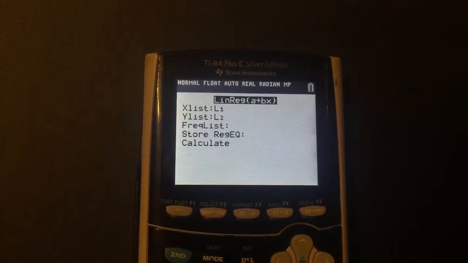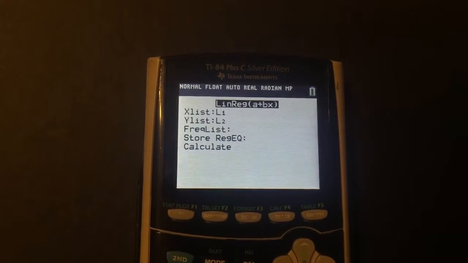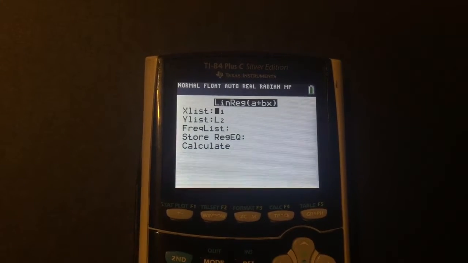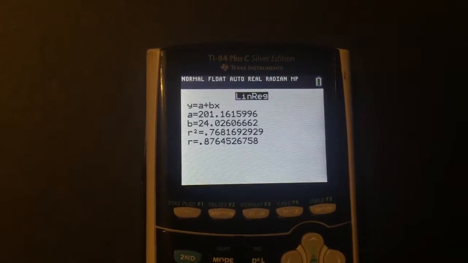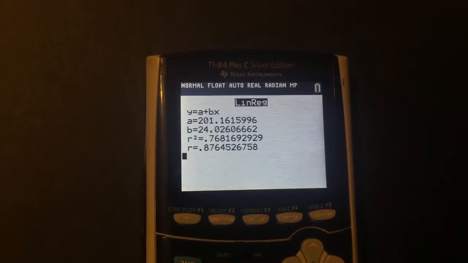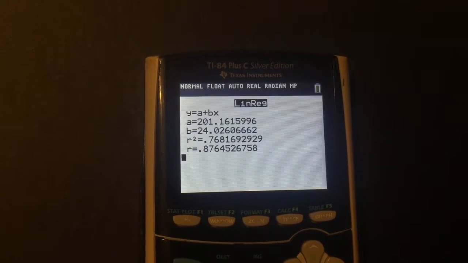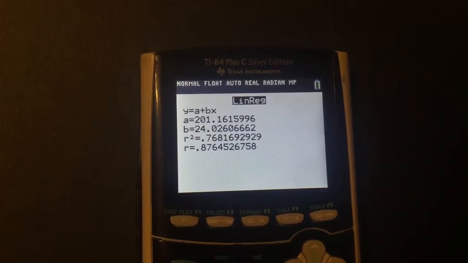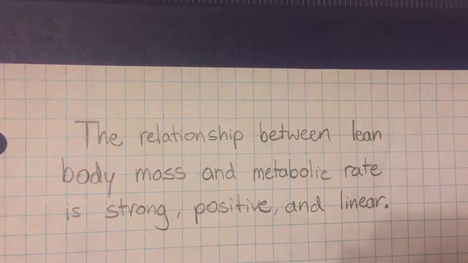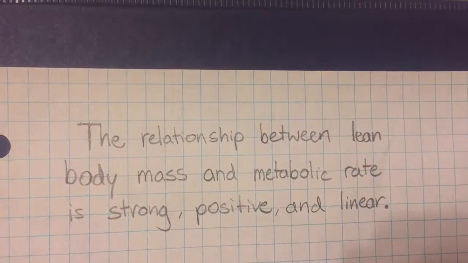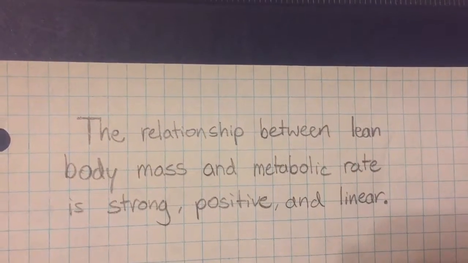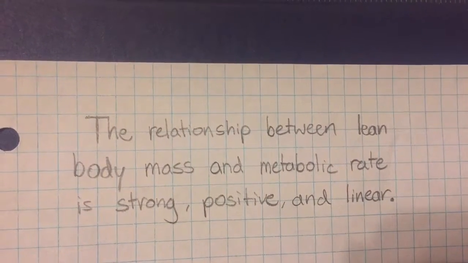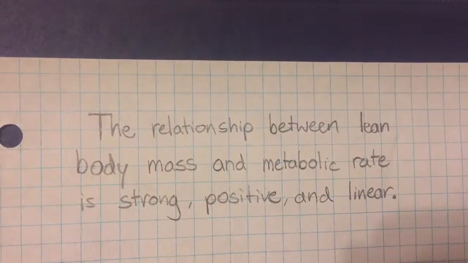And then to determine the direction, strength, and form of the relationship, we can go to stat calc 8 for linreg. And then when we calculate that, we can see our R, which shows the strength of the equation, is about 0.876. This shows that the relationship between lean body mass and metabolic rate is strong because the R value is between 0.7 and 1, and it's positive because the slope is positive, and it's linear.